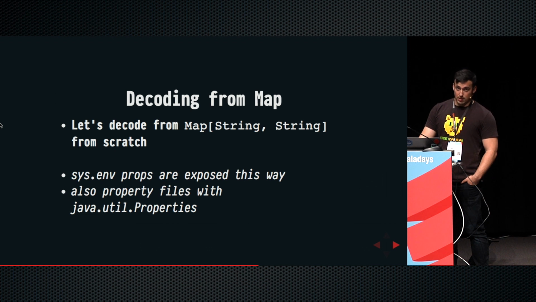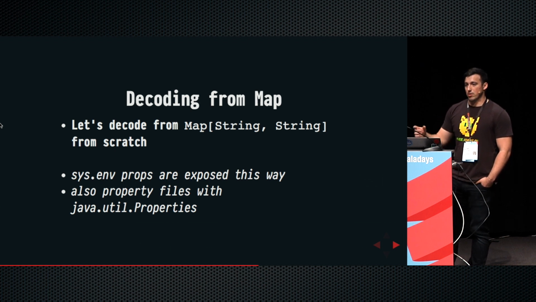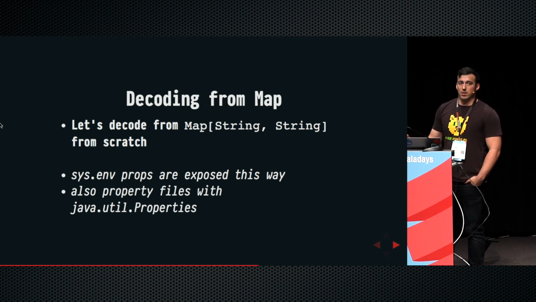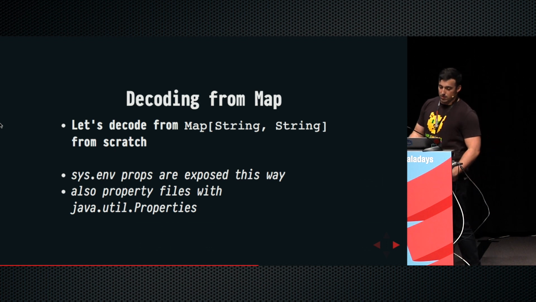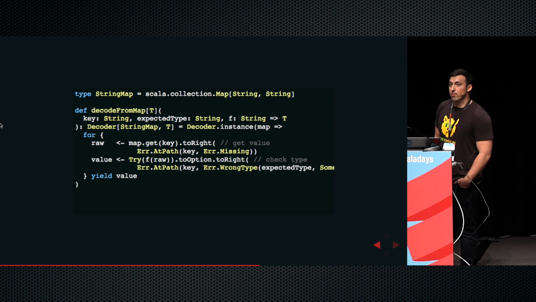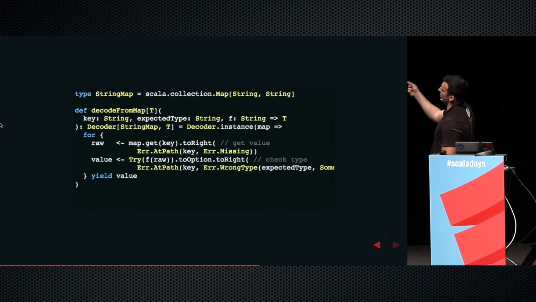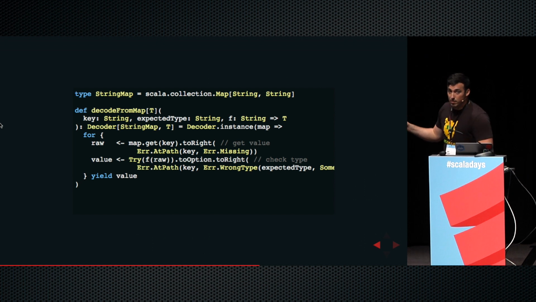This is useful because system environment properties as well as Java properties files can all be converted, or go directly, to a subtype of map. So you're able to load those conveniently if you have a decoder for map string. First thing we're going to do is write a quick helper function that lets us pull values out of the map, and then a quick decoder for pulling values out of a map.